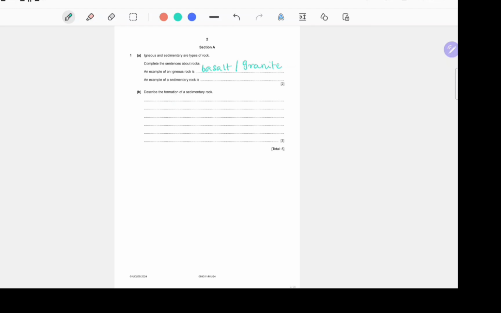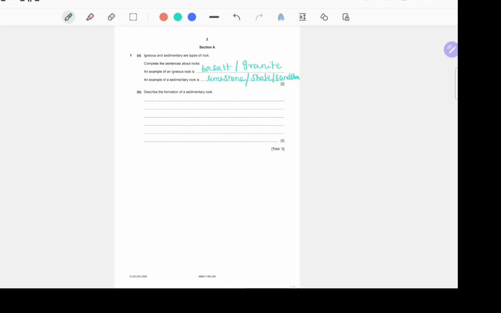Then for sedimentary rock, an example is limestone, maybe shale and sandstone. Any one we can write. Both answers are right. Next question, part B.